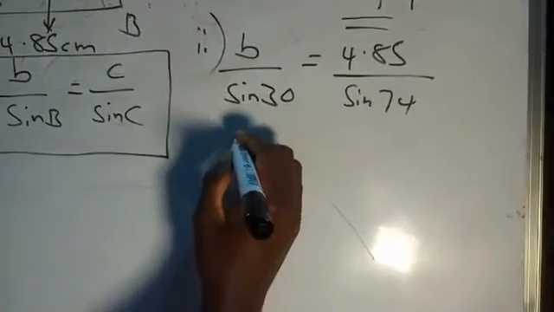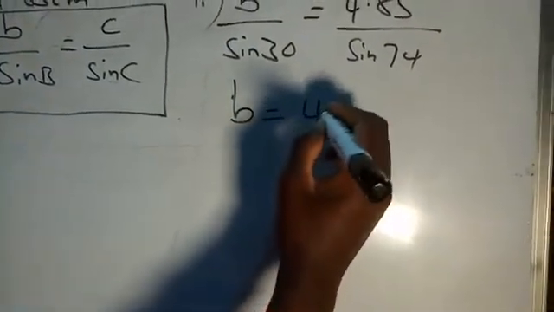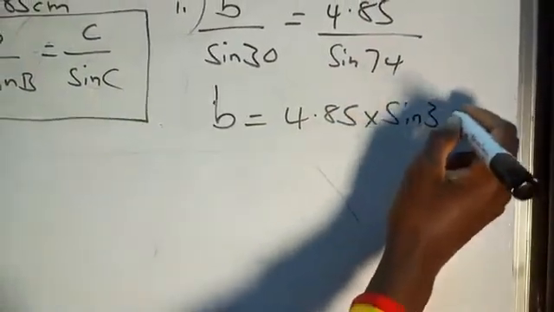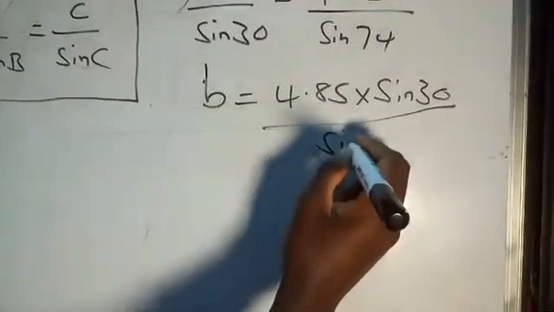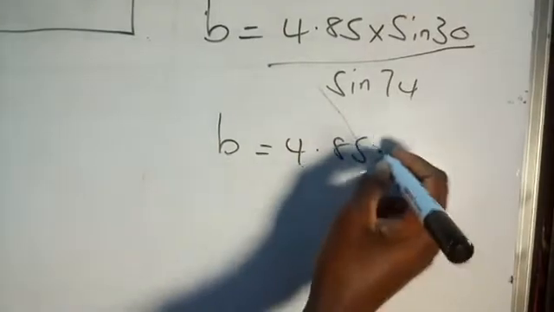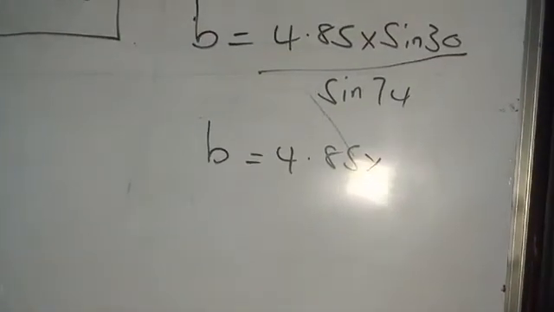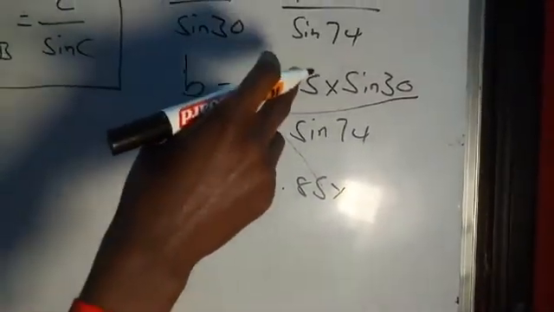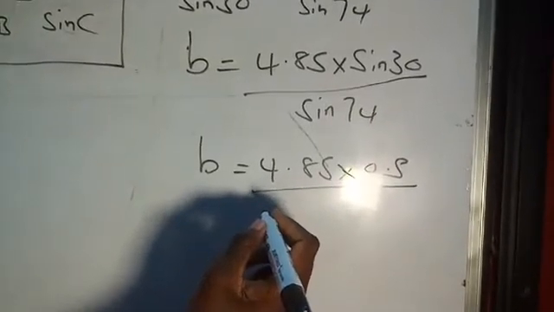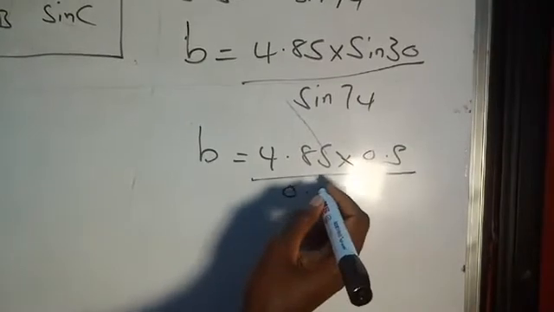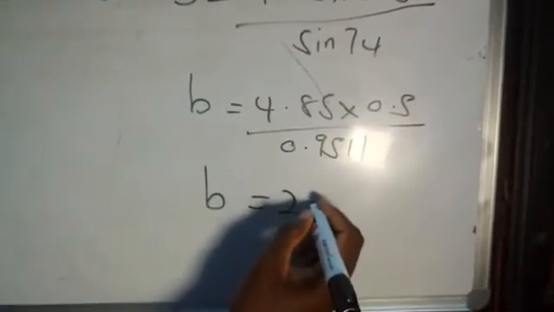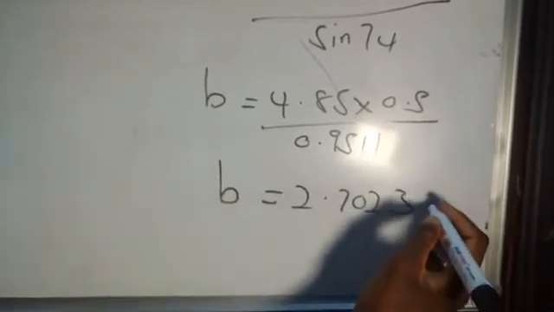In getting b, it is going to equal 4.85 times sine 30 over sine 74. b equals 4.85 times 0.5 over the sine of 74, equaling 0.9511. b equals 2.7023 centimeters.